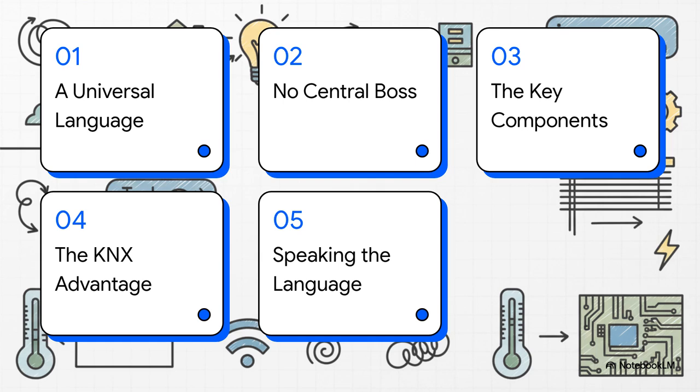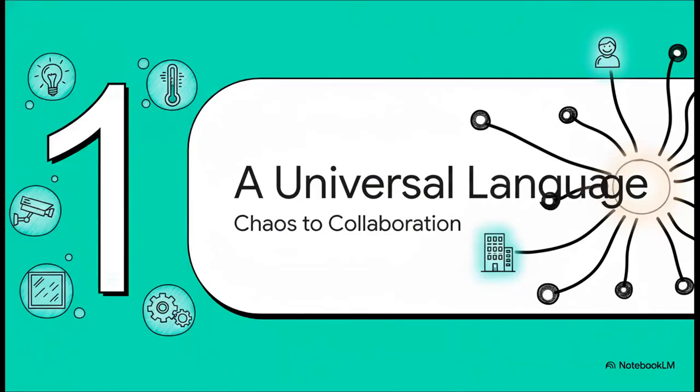All right, so here's the game plan for this explainer. First, we'll break down what KNX actually is, this universal language. Then, we'll see how it works with no central boss, which is super cool. We'll look at the key parts, talk about why it's such a huge advantage, and finally, get into how it all learns to speak the language. Okay, first things first, let's talk about turning a building full of smart things into one single truly smart building. Moving from that chaos we talked about to real collaboration.